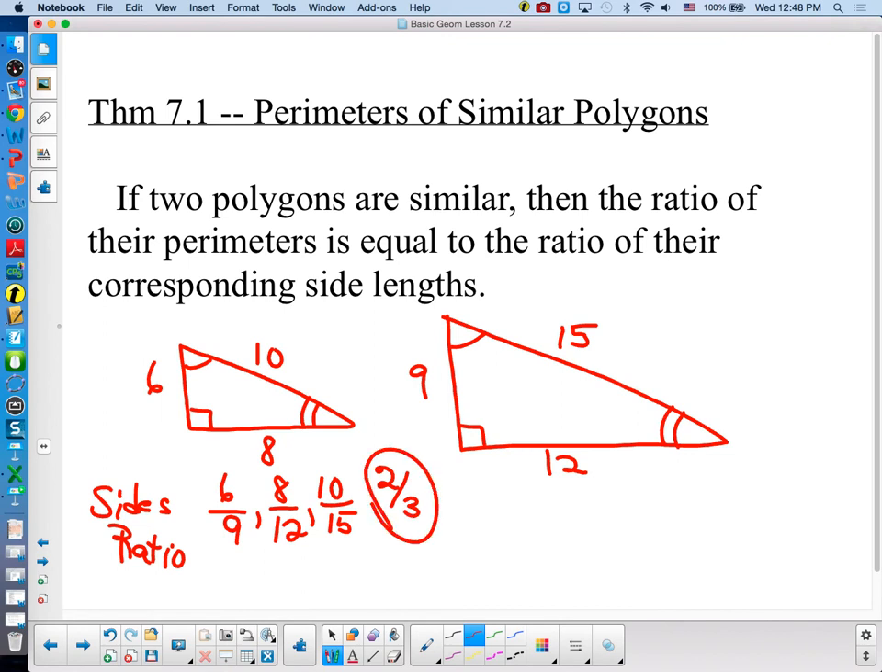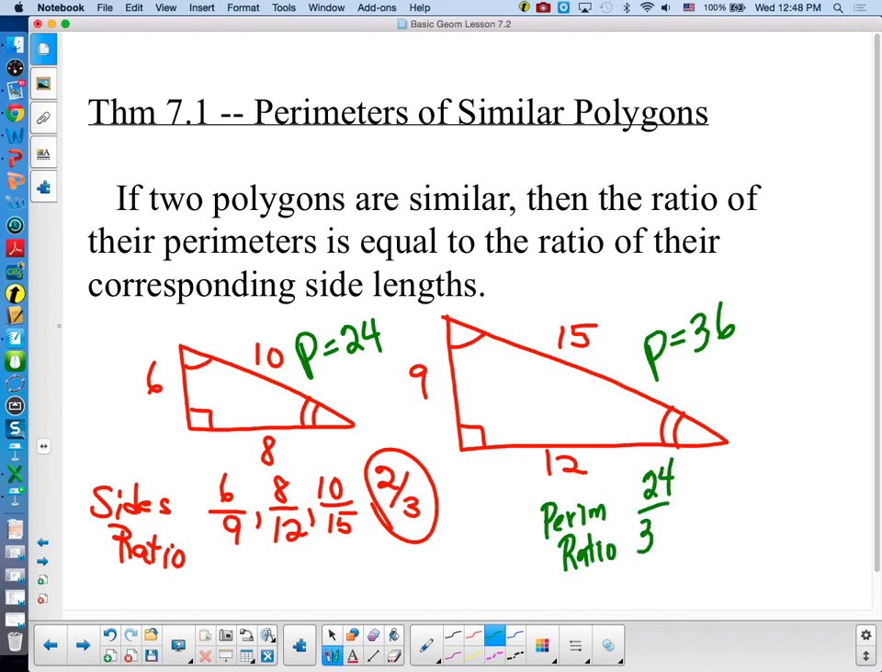Now let's compare the perimeters. So we see how the theorem works. What's the perimeter of the first one? We added already, 24. What's the perimeter of the second one? 36. So if I compare the perimeters in a ratio, if I compare 24 to 36, what does that reduce to be?